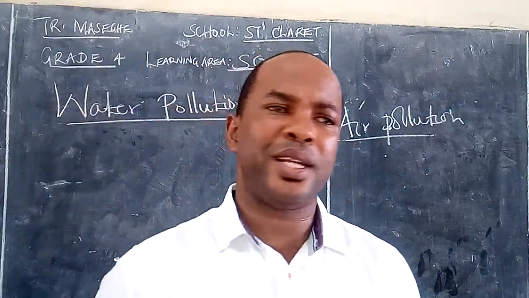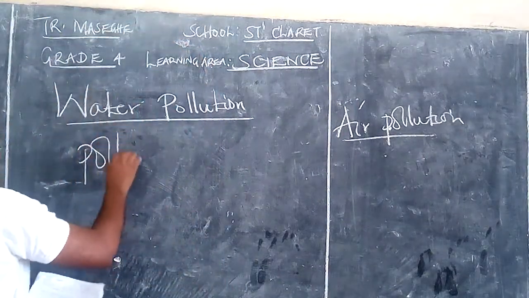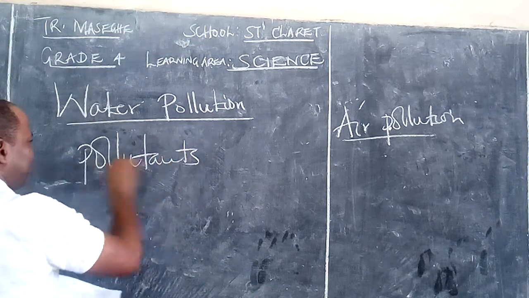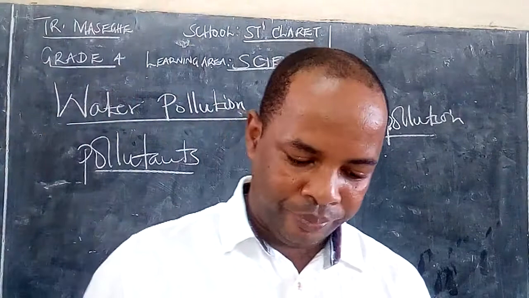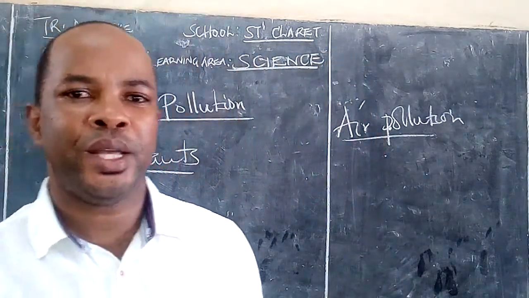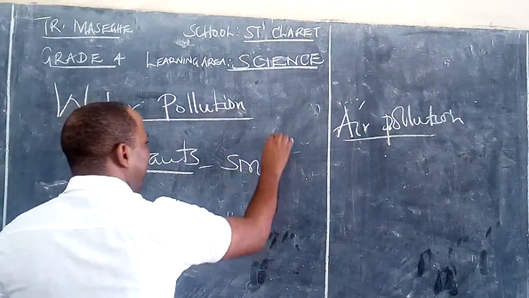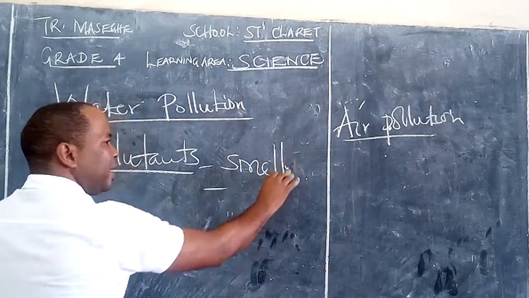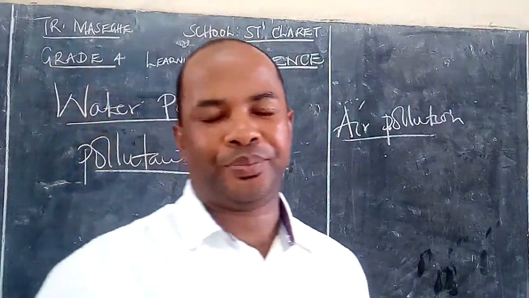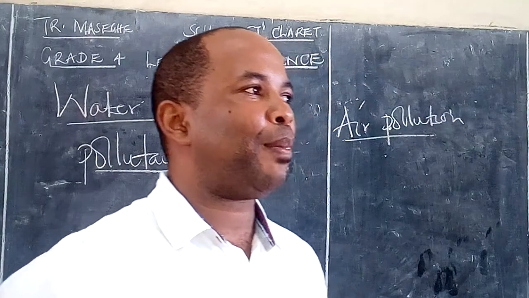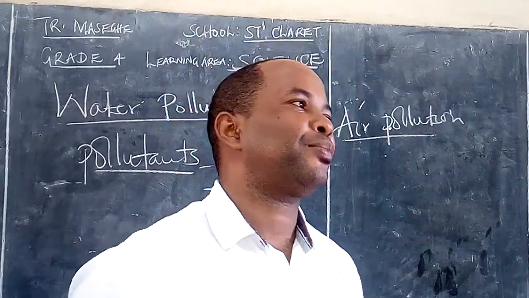Now, let's look at some of the pollutants that water has. Some of the pollutants in water include, you can name them. Yes, one we have talked about is the smell. If water is smelly, then we say that water is not clean. Water has no smell. I've said water has no color. It is colorless. It should not have any smell.